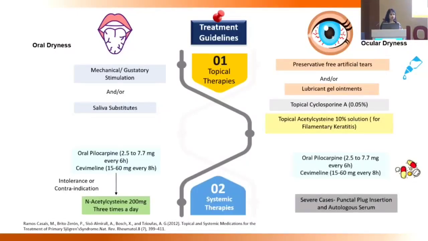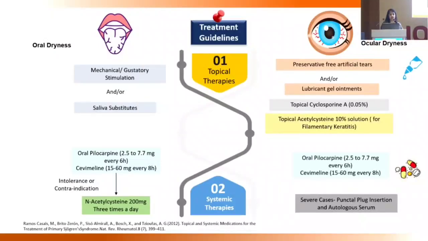If this is not helping, along with that we have the systemic therapies, for which I think we should consider working with the rheumatologist. So make friends with a local rheumatologist and do refer your patients there. Oral pilocarpine does work very well. And also in severe cases, punctal plug insertion and autologous serum should be given.